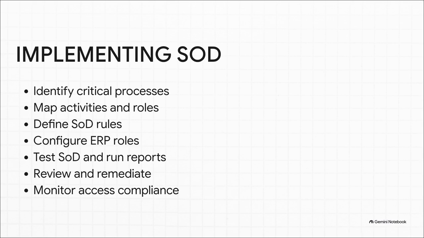Once configured, you test SoD rules and run conflict reports, review and remediate SoD violations, and finally, monitor access reviews and continuous compliance. Basically, you have to map out those activities on paper or a spreadsheet first. Actually, scratch that. It's absolutely non-negotiable. If you just blindly jump into configuring the ERP without a solid map, you're practically guaranteeing hidden conflicts.